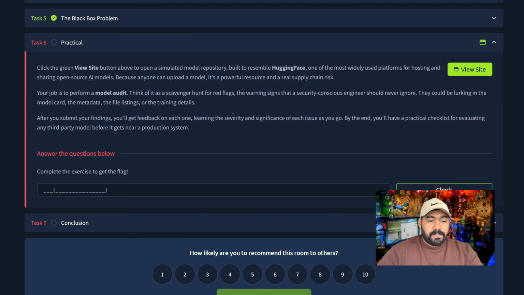I went through this simulated repo and flagged everything that seemed suspicious. Here is what I found, and the room confirms the severity of each one as well. You just open the View Site button, so you can view all the details. You just need to audit that one.